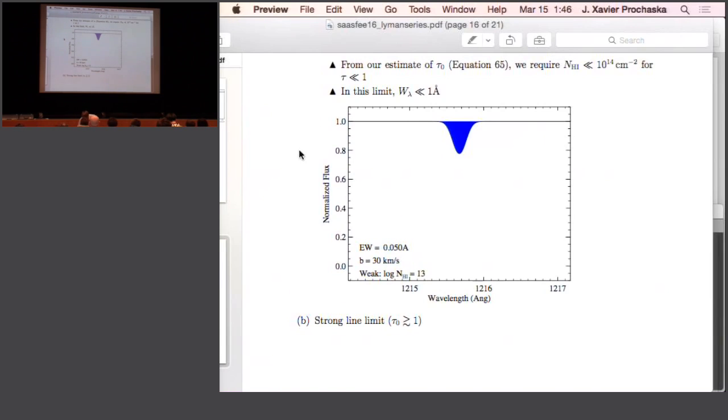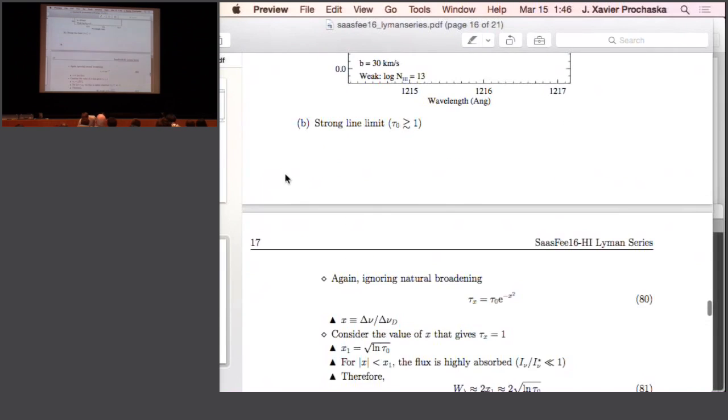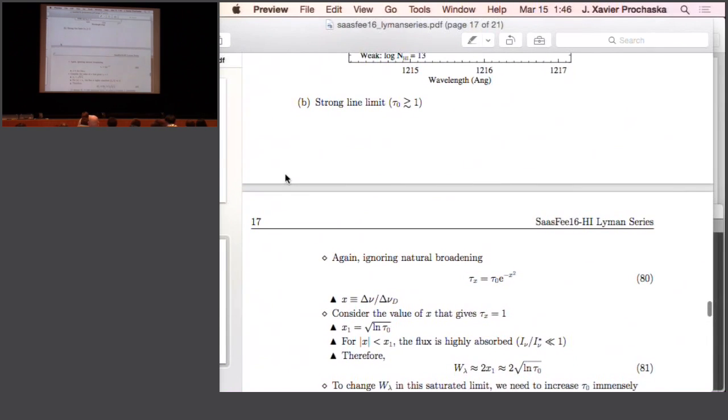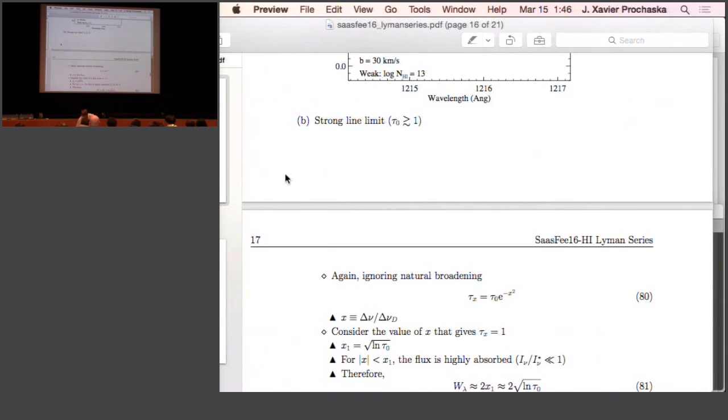Okay. In the strong line limit, where the optical depth is of order unity, a few, maybe 10, 20, we can again ignore the Lorentzians. We're not sensitive to the wings until we're at optical depths of order 10 to the 8, 10 to the 9.